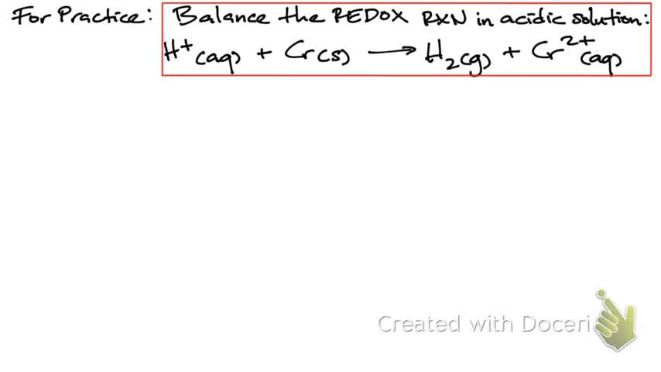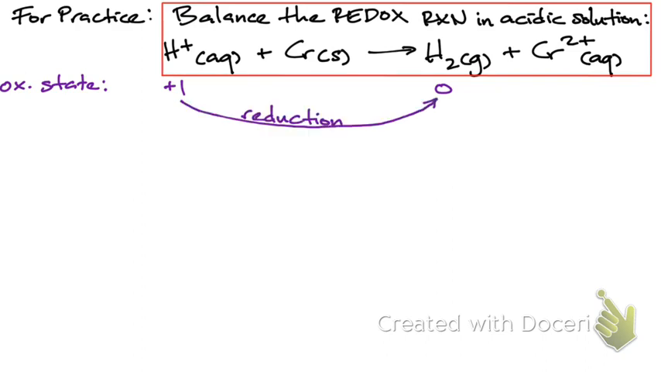And so again, the first thing that you want to do here is to determine the oxidation numbers. So hydrogen would have a +1, hydrogen gas would have 0, and so from +1 to 0, that's a reduction in oxidation number. Right? And so from here we have a reduction reaction. And solid chromium has 0 oxidation number, chromium 2+ has a +2 oxidation number. So that increase in oxidation state results in the oxidation reaction.